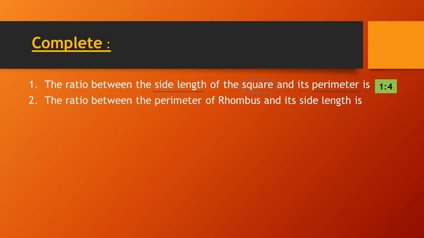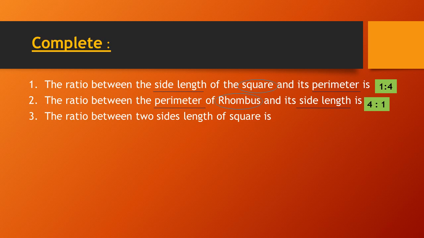Number 2. The ratio between the perimeter of a rhombus and its side length. We know that a rhombus has 4 sides equal in length. It's the same ratio as a square. But I told you here the perimeter, then side. The first term is perimeter and the second is side of what? Of a rhombus. It will be 4 to 1.